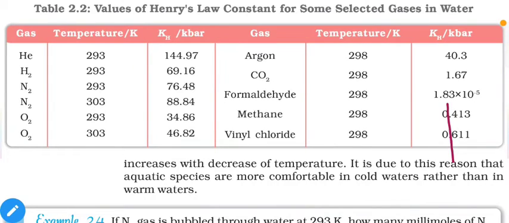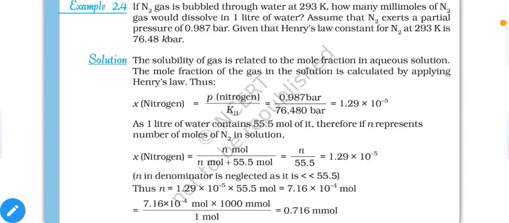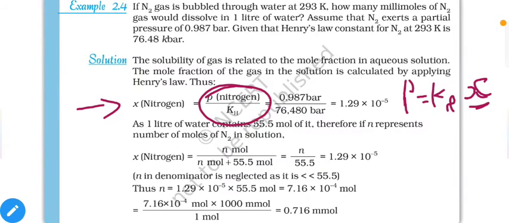Now here one example is mentioned. Example number 2.4, nitrogen through the water. So the method is mentioned. Let's talk about it quickly. First point, mole fraction of nitrogen, we can find it from the given pressure values. As we know, our equation is P is equal to Kh into X. So from this equation we can say that X is equal to P upon Kh, pressure divided by the Kh value of the gas, which represents the mole fraction.